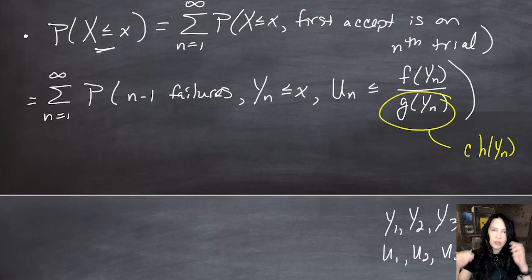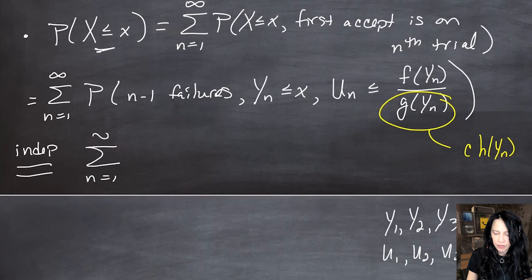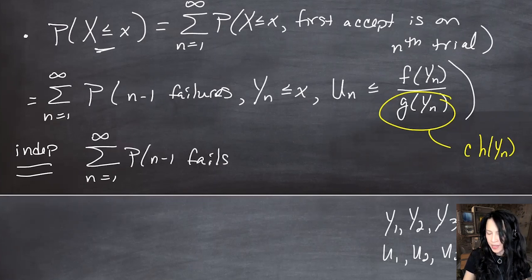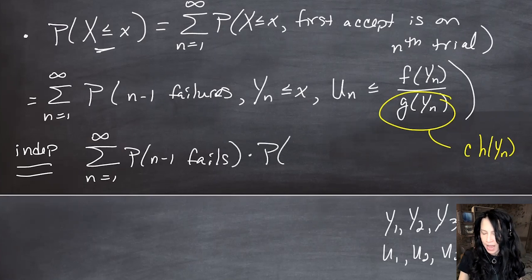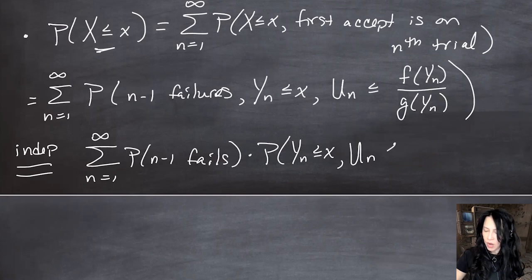Now, because the Y's and the U's are independent of each other and independent from trial to trial, we get that those n minus 1 failures are independent of what's happening in that nth time step. So by independence, this is the sum as n goes from 1 to infinity of the probability of n minus 1 failures times the probability that Yn is less than or equal to x and Un is less than or equal to f over g, each evaluated at Yn.